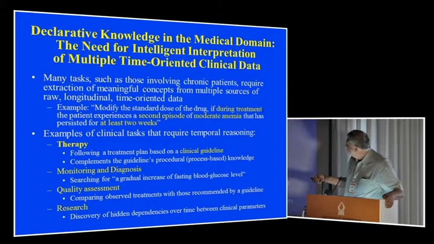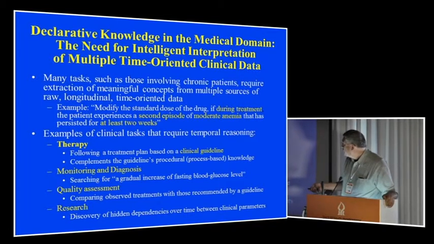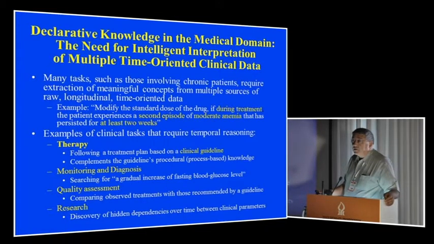Examples of uses are therapy, for example when we are monitoring a patient who is being treated by some guideline; monitoring and diagnosis, for example, we would like to notice a gradual increase in the blood glucose values of a diabetes patient; and assessment of quality. Here we would like to compare a large number of longitudinal records of patients who were treated to some standard protocol, in order to decide whether they are following a temporal pattern that would be a legitimate instance of that protocol. And finally, for research, we would like to discover often hidden associations amongst the data, some for classification purposes, some for predictive purposes. And again, we would like to do some abstraction of the data before we look at these associations.